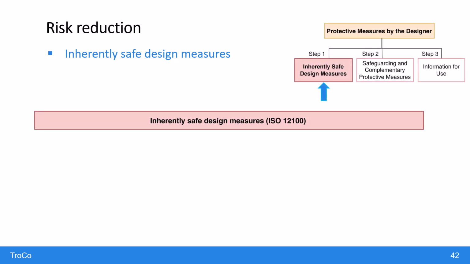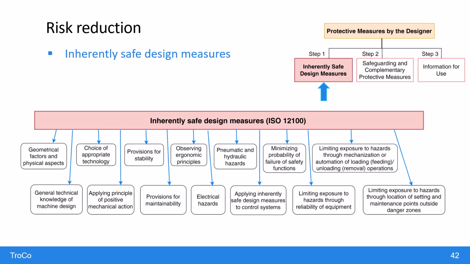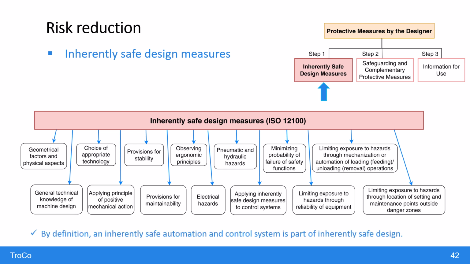As shown in the diagram, when applying inherently safe design measures, several factors are considered. These include geometrical aspects, physical characteristics, general technical design knowledge, inherently safe measures for automation and control systems, and more. By definition, automation and control systems designed for inherent safety are part of inherently safe design. In the following slides, we'll explore practical examples of these factors.